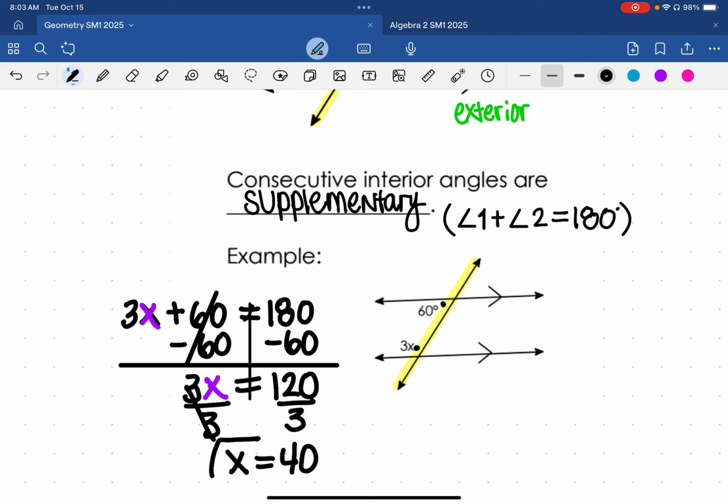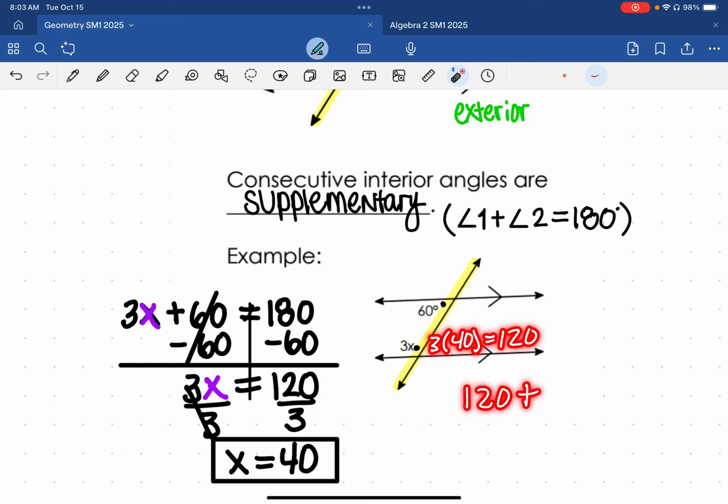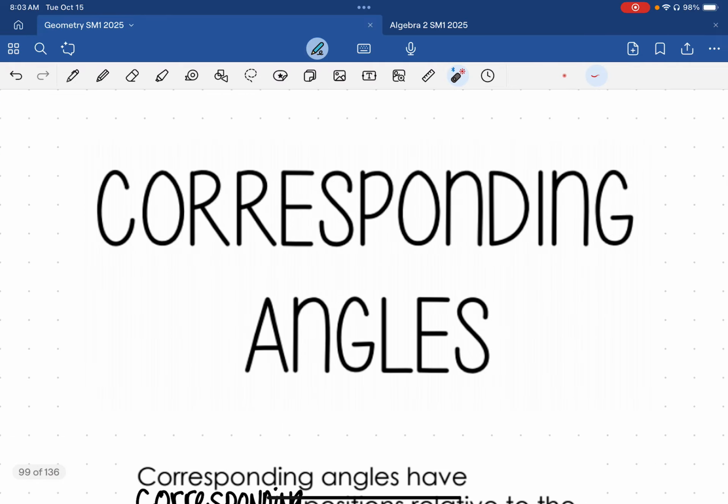There's our answer. We can, of course, go back and plug that in. 3 times 40 is 120, and we can check: 120 plus 60 is 180. We're all good. All right, let's go ahead and take a look at our next type of angles.